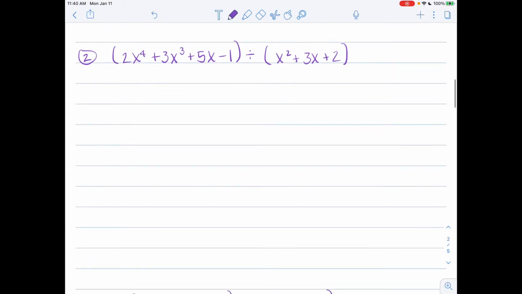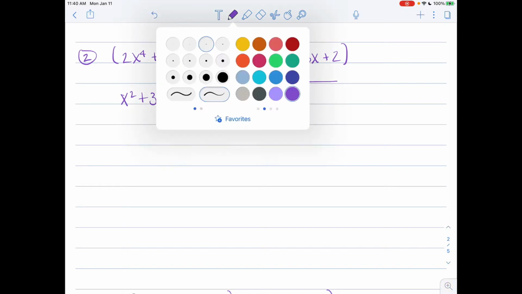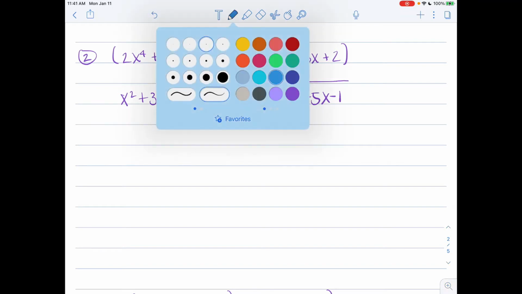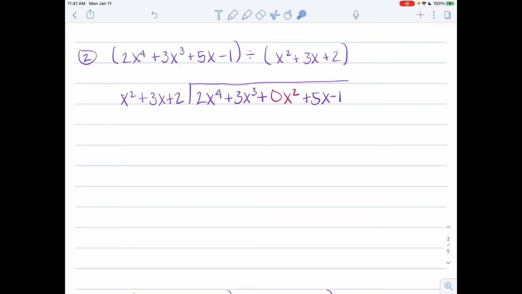So as I write my long division problem, remembering to leave myself some space above for my quotient, I'm going to say x squared plus 3x plus 2, but then as I write my dividend, I need to say 2x to the fourth plus 3x to the third plus, and that's where I insert a 0x squared, and then continue, plus 5x minus 1. If you don't have a separate color of pen, I suggest that maybe you circle this term to really bring your attention to it, something to make sure that you see that there's an extra term there because we have to have everything, 4, 3, 2, 1, 0.